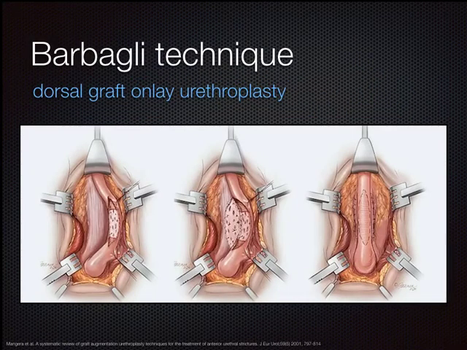The Barbagli technique, which is quite commonly used, is a dorsal graft onlay urethroplasty. It involves full mobilization of the urethra and rotating it 180 degrees, so you make a dorsal urethrotomy over the stricture. And then a buccal mucosal graft sized to the length of the urethrotomy is then quilted to the corpus cavernosa and sutured at both ends. The urethra is then rotated back to its original position, covering the graft area.